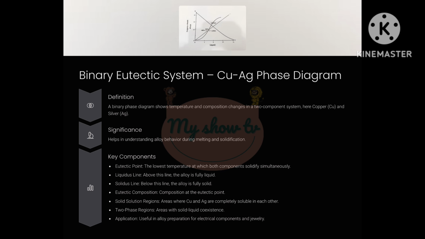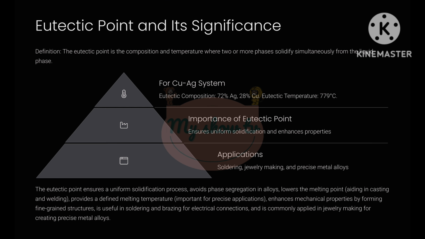5. Eutectic composition, the specific composition that solidifies at the eutectic temperature. 6. Solid solution regions, areas where one component is dissolved in another. Application example. In soldering, the eutectic composition ensures that the alloy melts and solidifies at a fixed temperature, preventing partial melting and maintaining the structural integrity of the joint. Slide 4. Eutectic point and its significance.